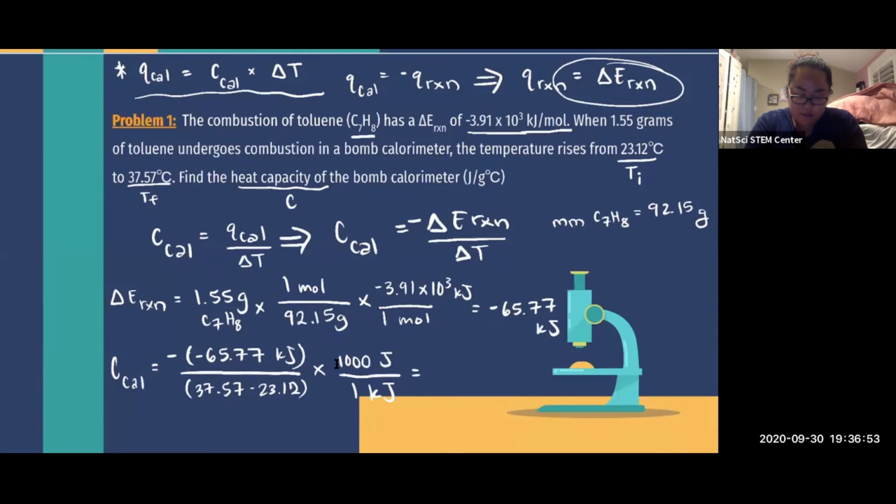So let me plug that in. Negative 65.77 over 37.57 minus 23.12. And again, your answer will be in 3 sig figs, so it should be 4.55 times 10 to the third joules.